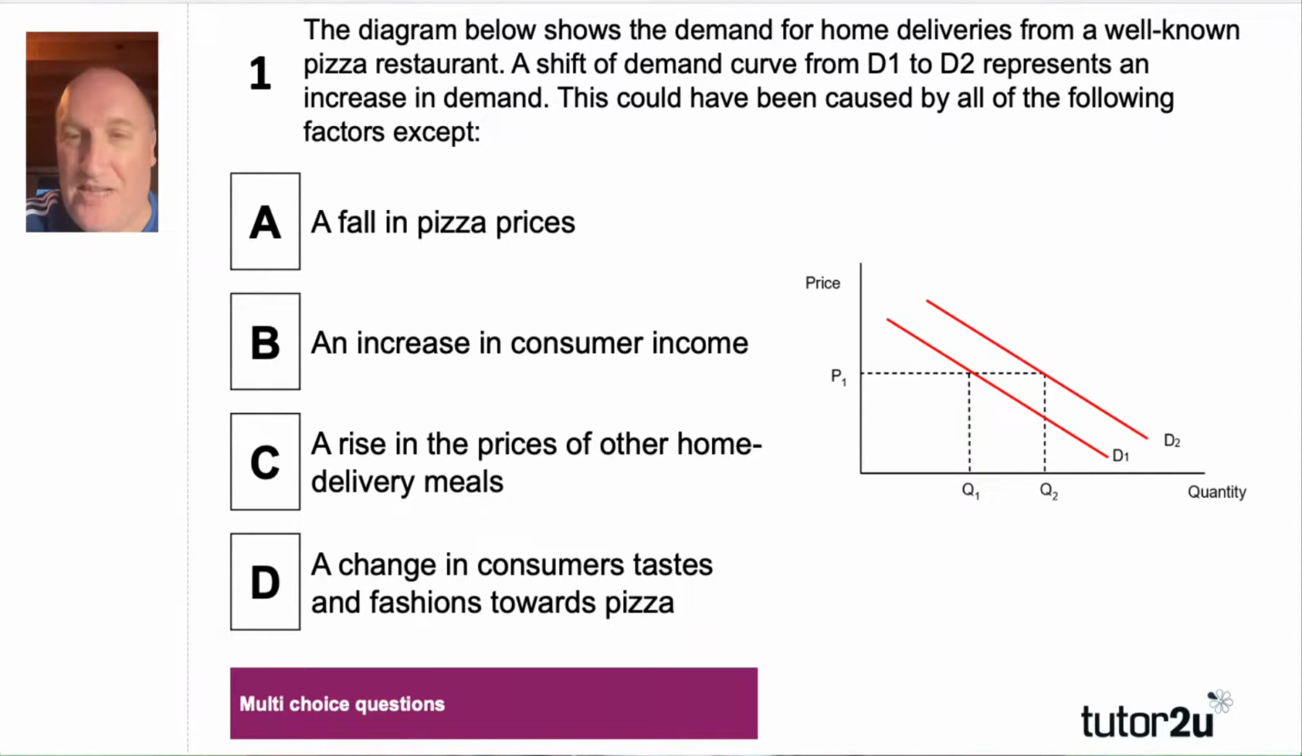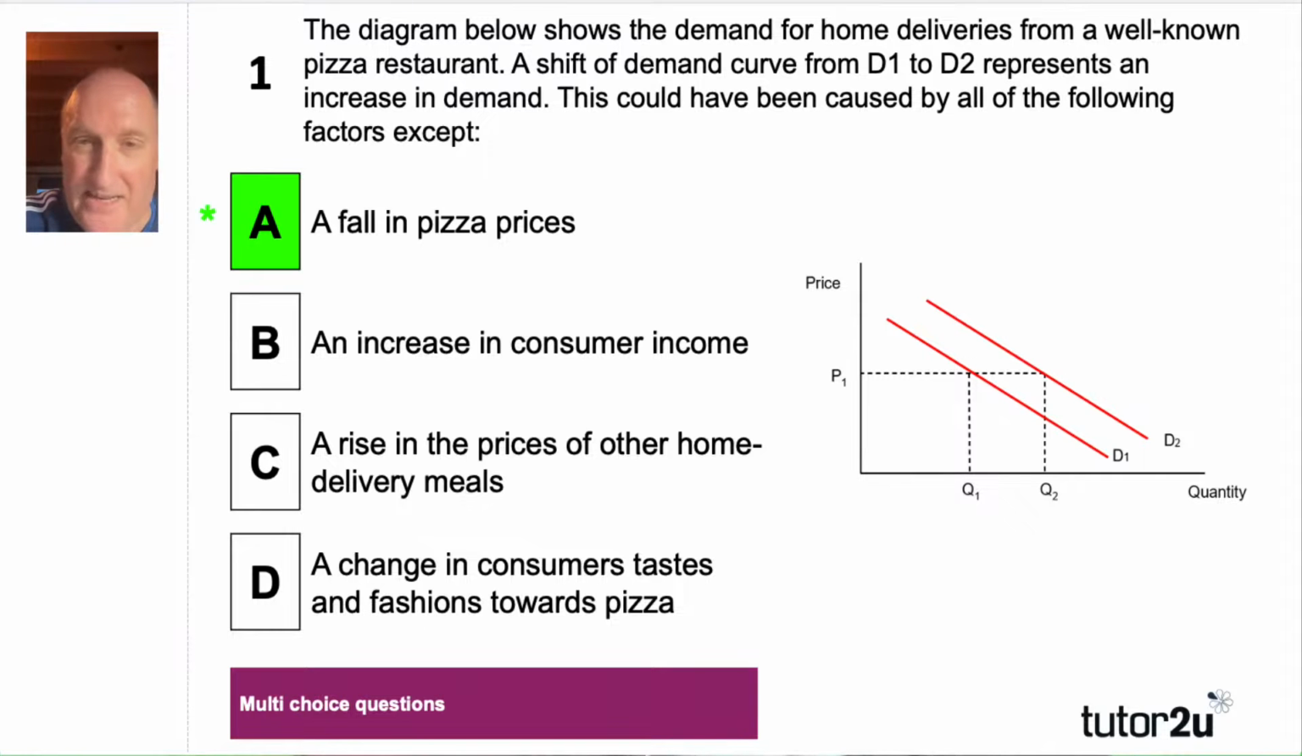The demand curve has shifted out from D1 to D2. So we're looking for a factor that would not have caused that. Okay. So what do we think on this one? More people have gone for D than for A. Well, let's check the answer. Here it comes up. It is in fact A.